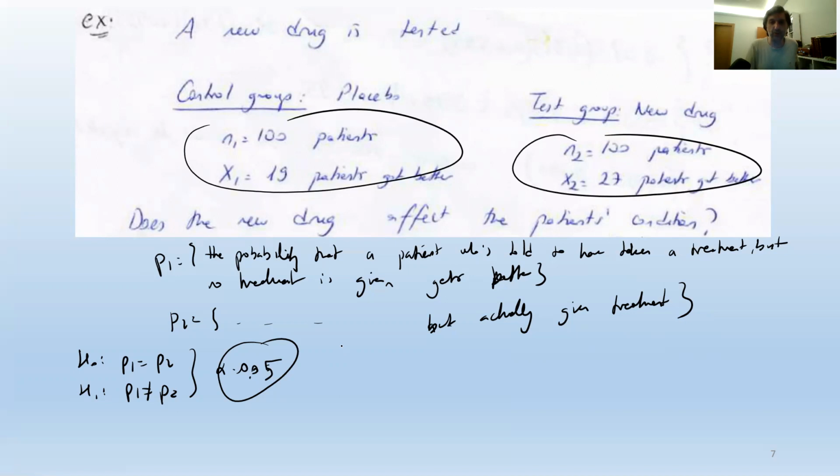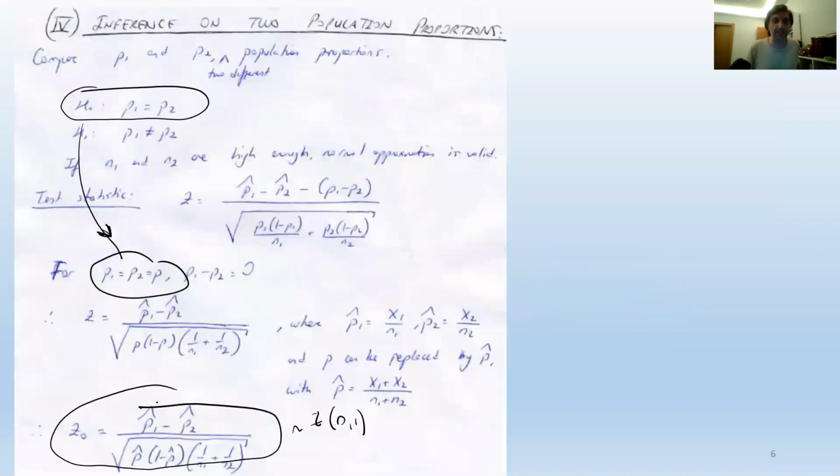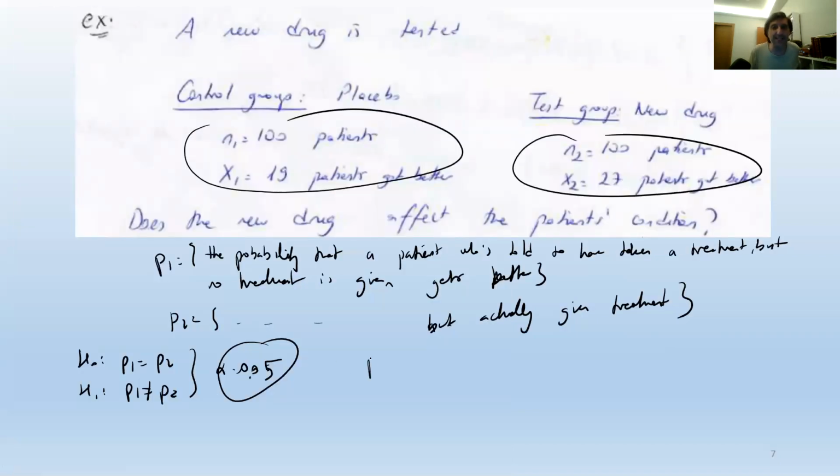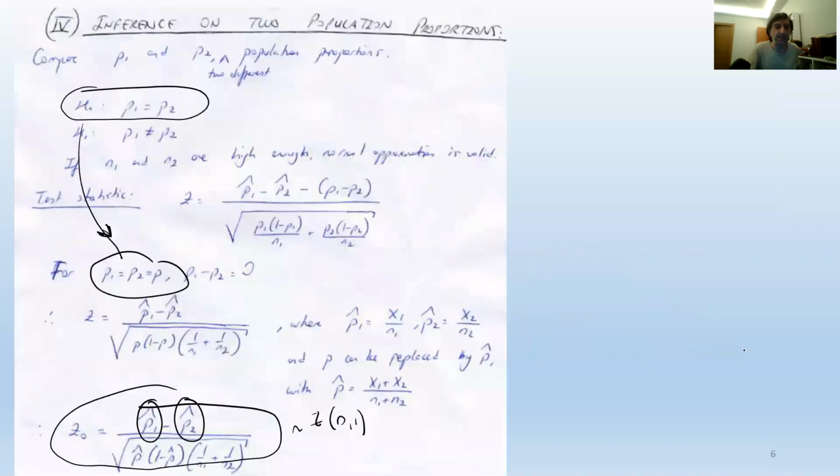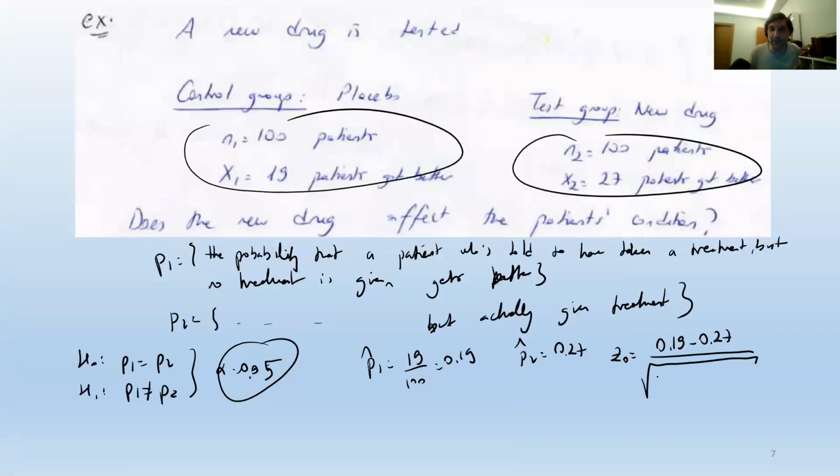So in order to solve this question, we are going to be just using this equation. This equation says just use the point estimates here, and for the standard error, use this. So P1 hat is going to be equal to 19 over 100, which is 0.19. P2 hat is going to be equal to 0.27. So our Z0 value is going to be equal to 0.19 minus 0.27 divided by, in square root, let me go back, we have P1 minus P. So we need a common P value, and this is how it's found.